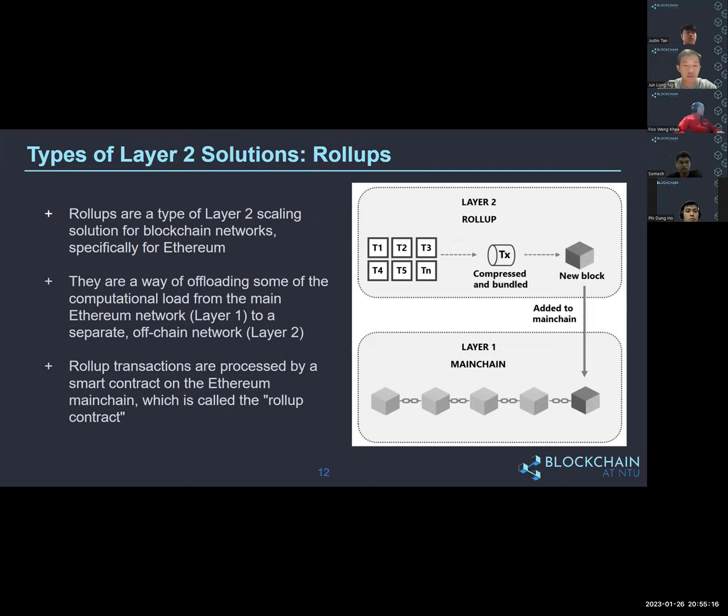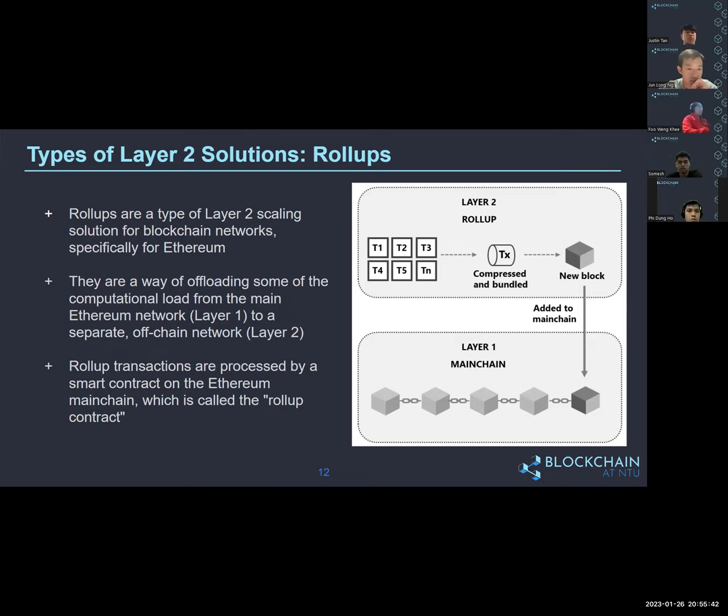Next will be rollups. Rollups are a type of layer two scaling solution for blockchain networks, specifically for Ethereum. They are a way of offloading some of the computational load from the main Ethereum network to a separate off-chain. Rollups work by batching multiple transactions together and rolling them up into a single transaction in the main Ethereum network.